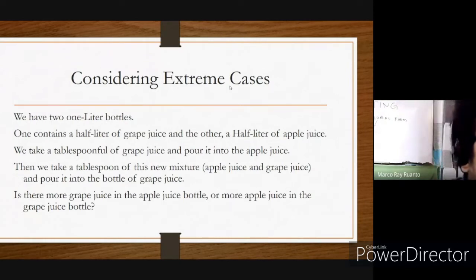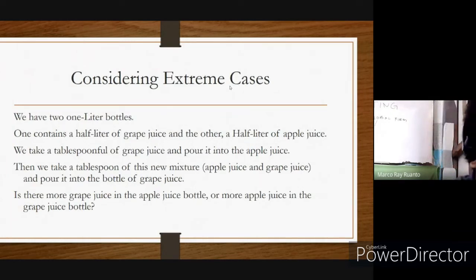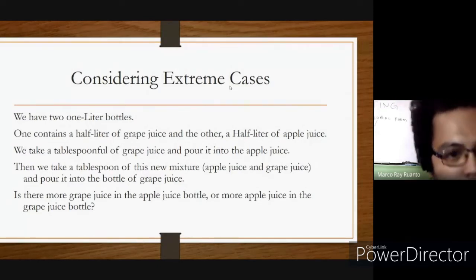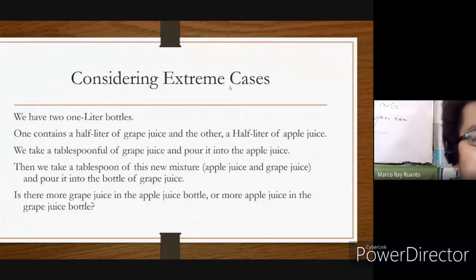So the question now is, is there more grape juice in the apple juice bottle, or more apple juice in the grape juice bottle? Which is more? Is there more grape juice in the apple juice or more apple juice in the grape juice?